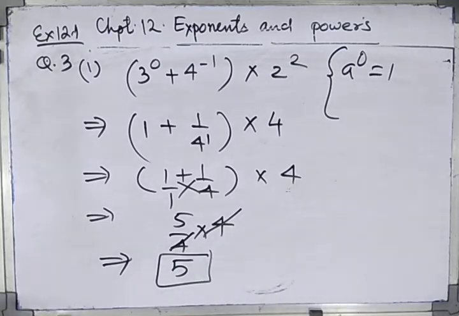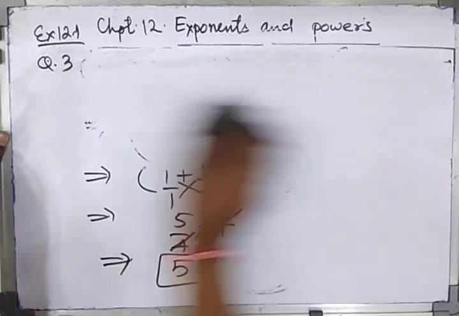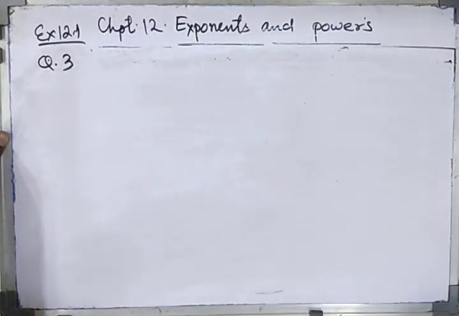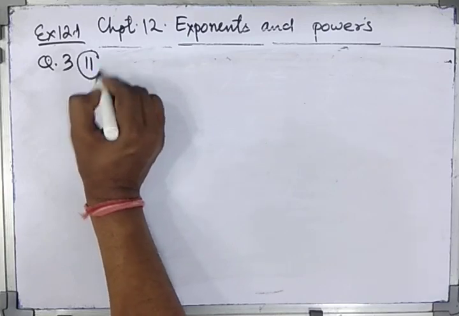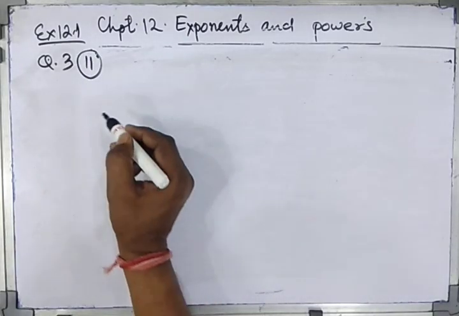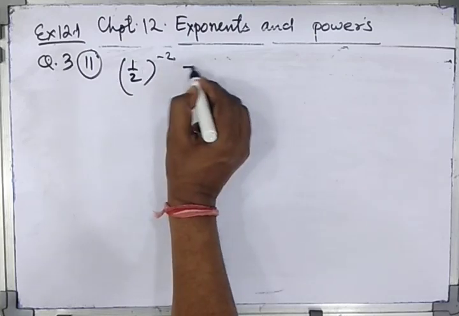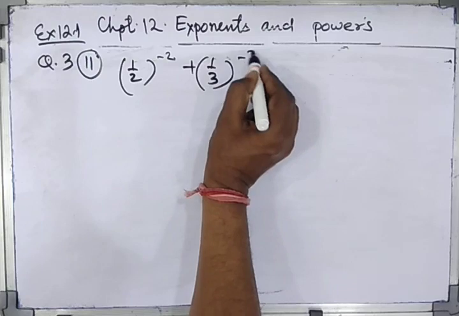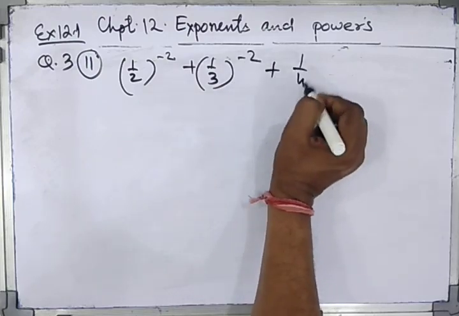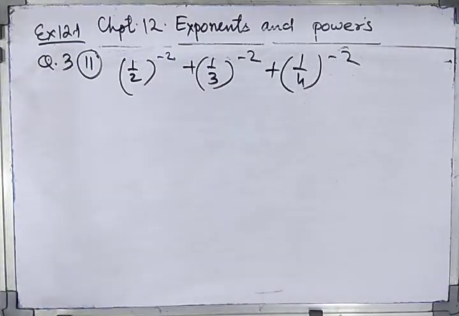Next, student, second one in question number 3: 1 by 2 raised to minus 2, 1 by 3 raised to minus 2 plus 1 by 4 raised to minus 2. So the exponents are the same, student.